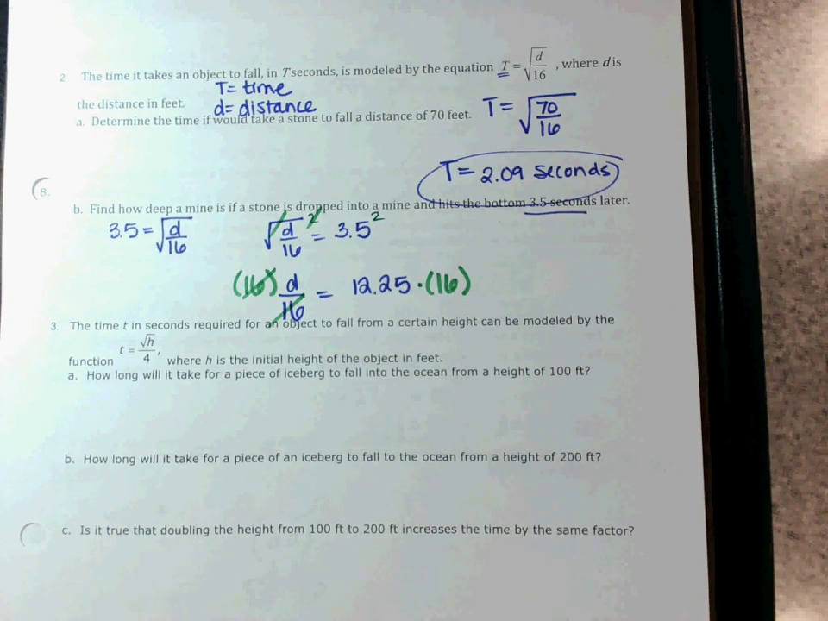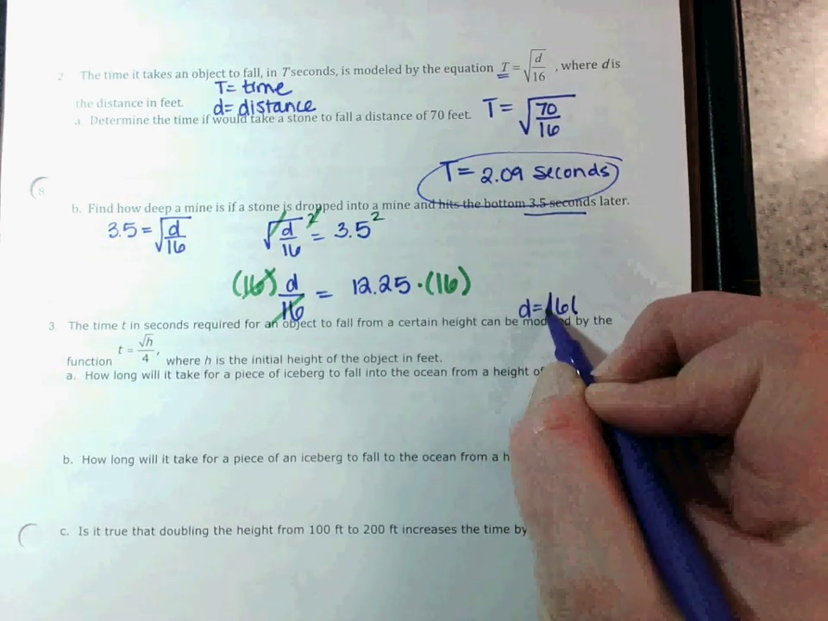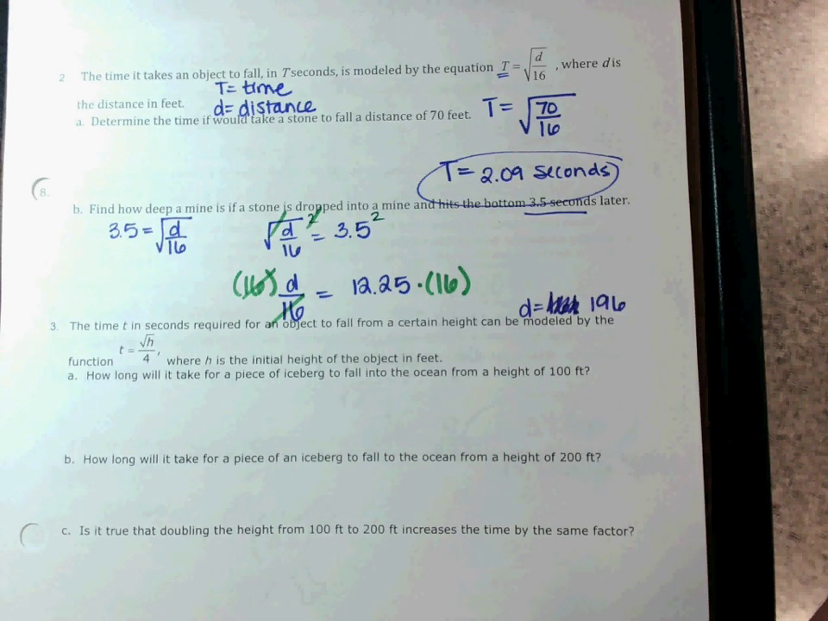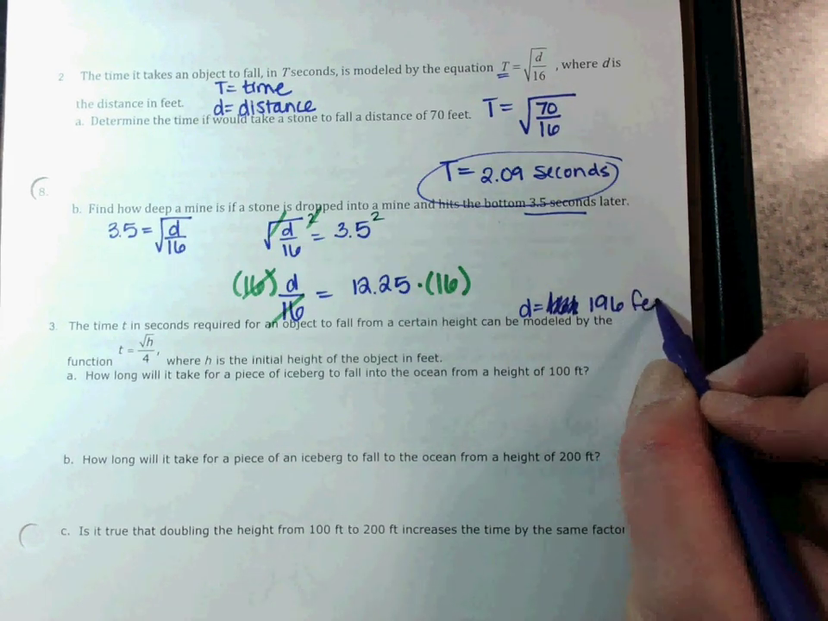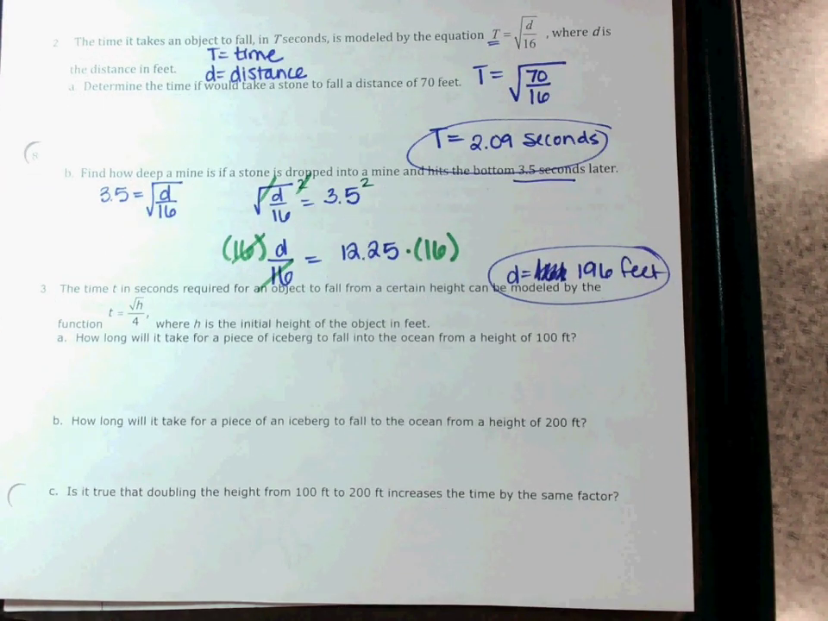So 12.25 times 16 gives us 196. And then we were finding how deep it is, so that would be feet. That's how far the stone would have had to fall for it to take that long. Okay?